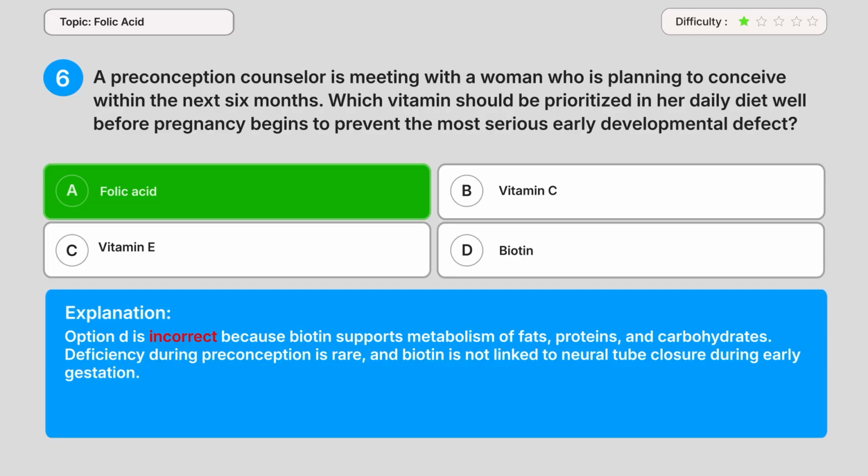Option D is incorrect because biotin supports metabolism of fats, proteins, and carbohydrates. Deficiency during preconception is rare, and biotin is not linked to neural tube closure during early gestation.